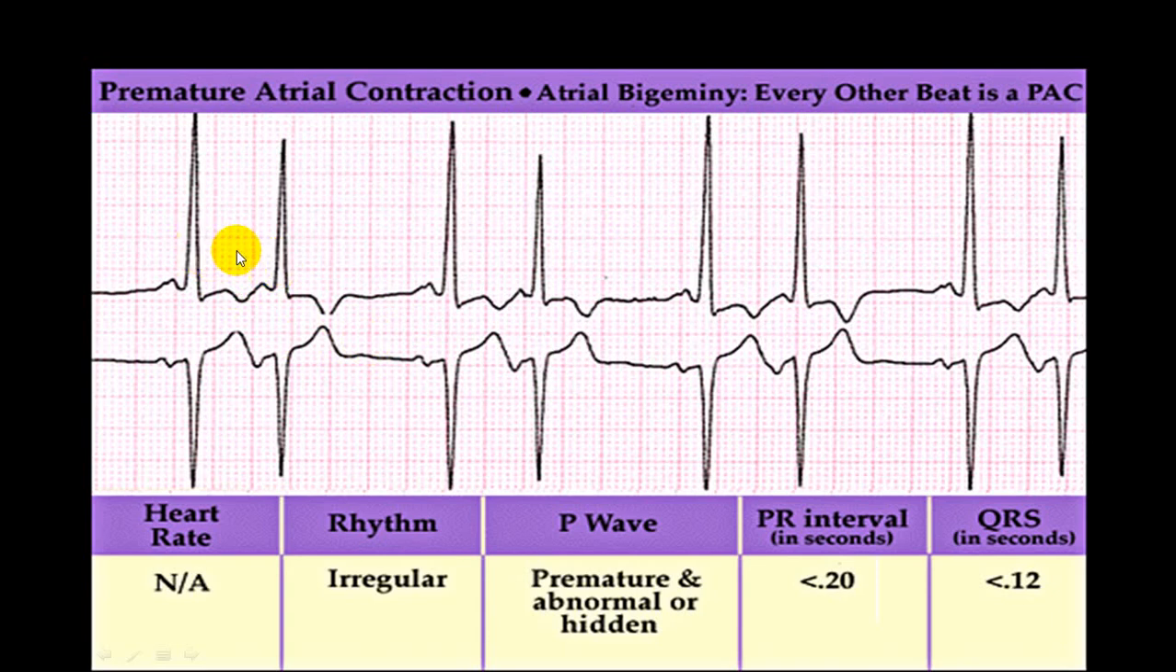Alternate beat is an atrial premature beat, so this is called atrial bigeminy. So normal beat, premature beat. Normal beat, premature beat. This is sinus, this is atrial premature beat. That's why this is called atrial bigeminy. It means a normal sinus beat is followed by an atrial premature beat.